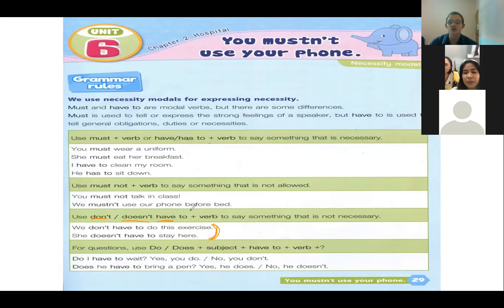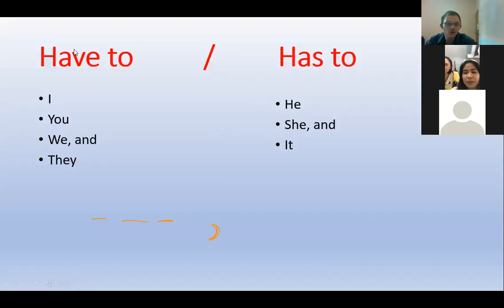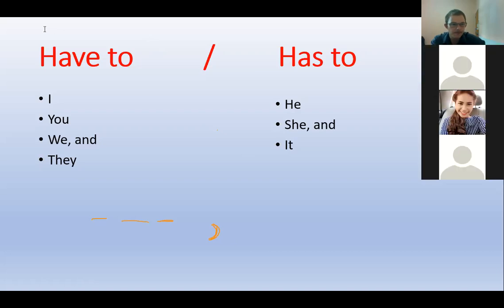Do I have to wait? Does he have to bring a pen? So if you look at do and does, it almost works the same as have and has. So here we can also put in, where's my pen? Do I have to? Does he, she, or it have to?